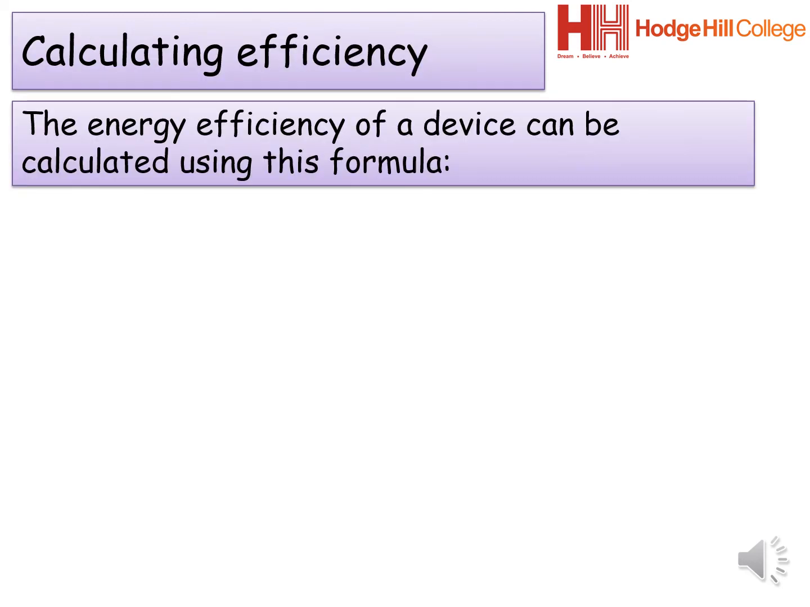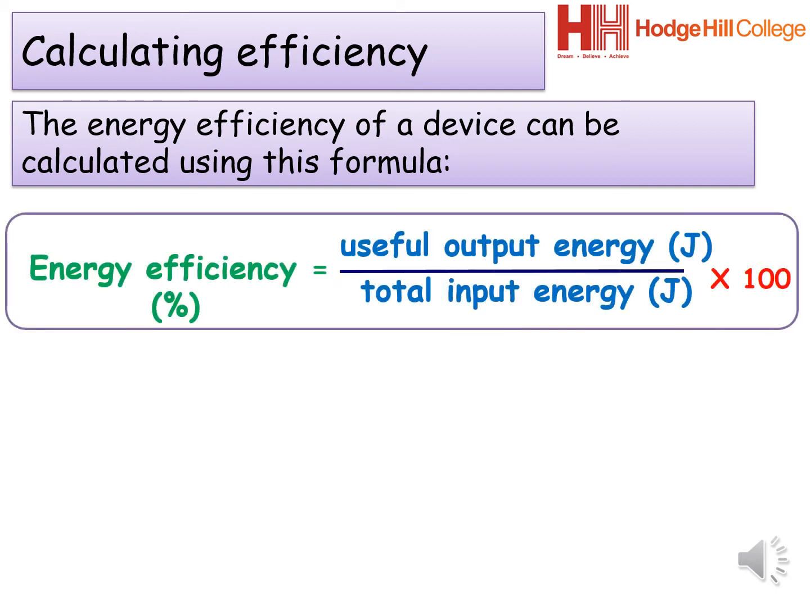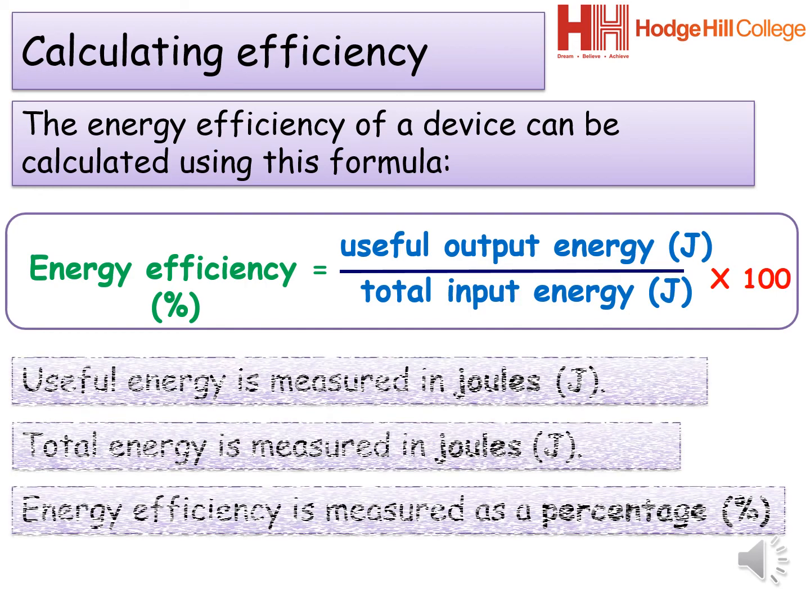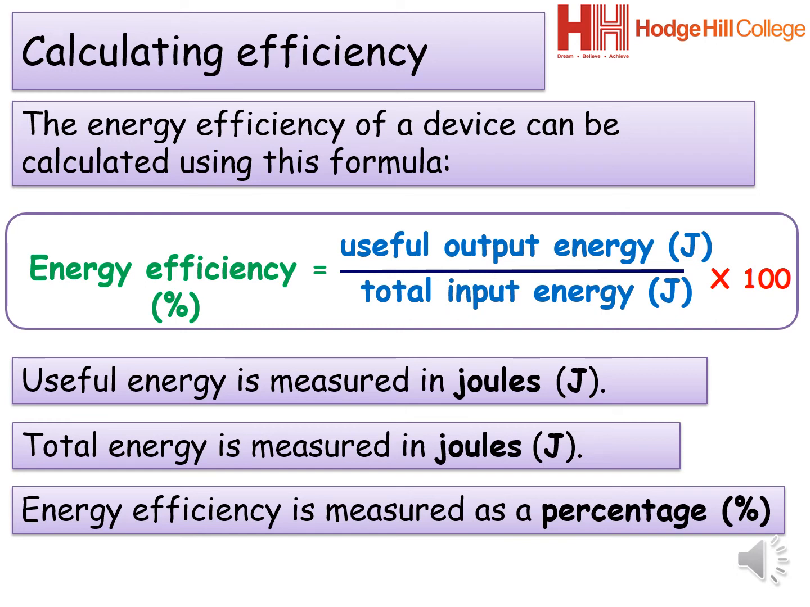Okay, now in terms of calculating efficiency, we can calculate it quite simply using this formula. So energy efficiency as a percentage, we calculate by doing a simple calculation of useful output energy in joules divided by the total input energy, and then we multiply it by 100 in order to turn this into a percentage. Now the useful energy and the total energy need to both be measured in joules, and because we've multiplied by 100 at the end, we would give this as a percentage.